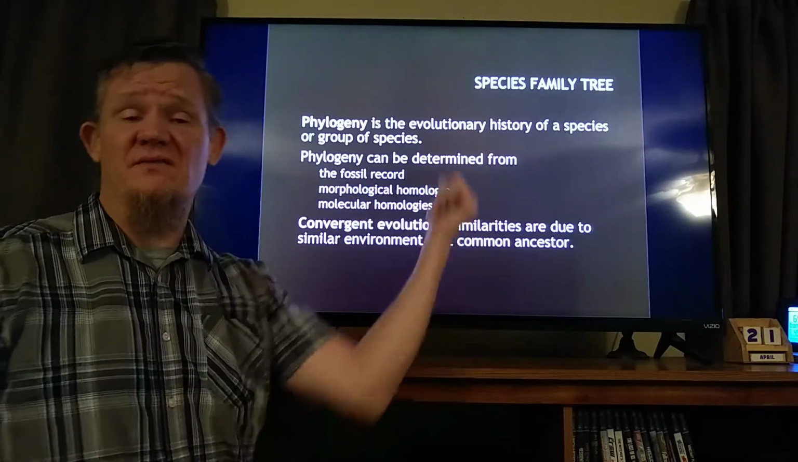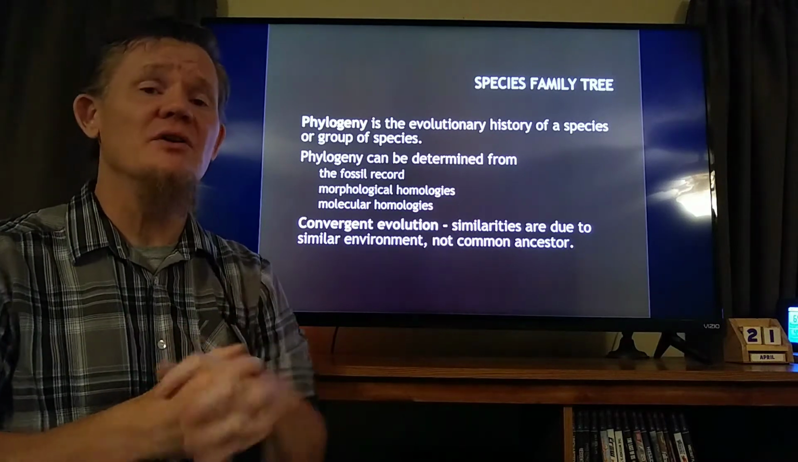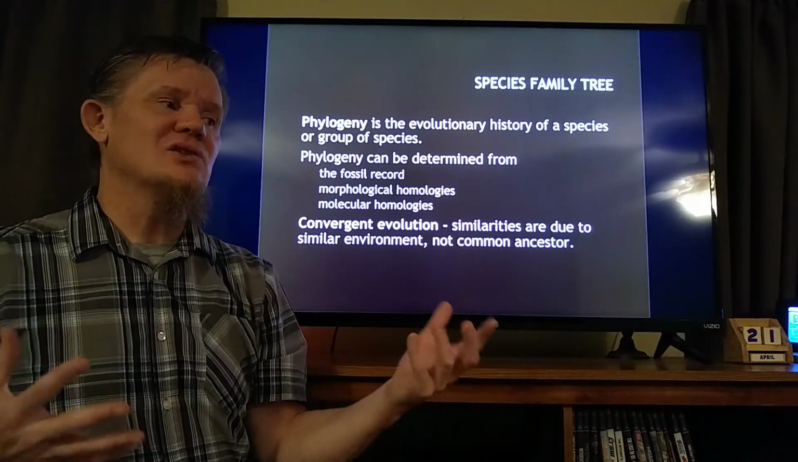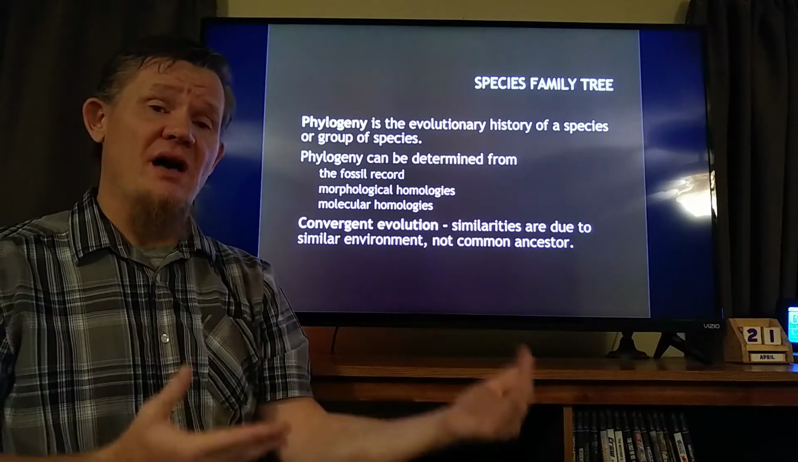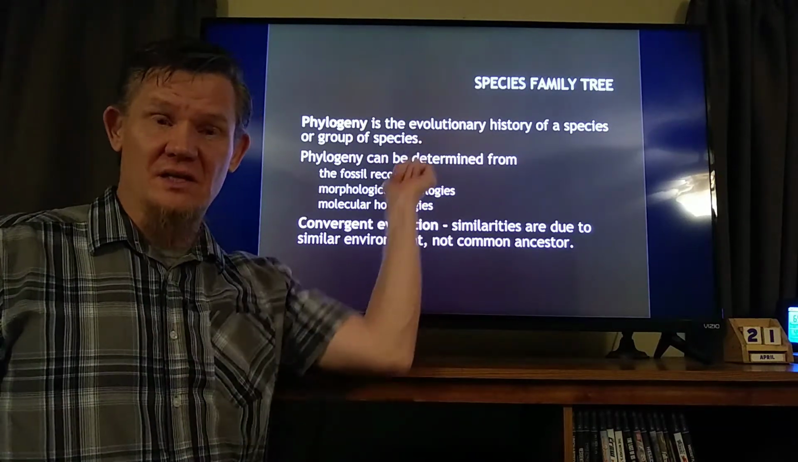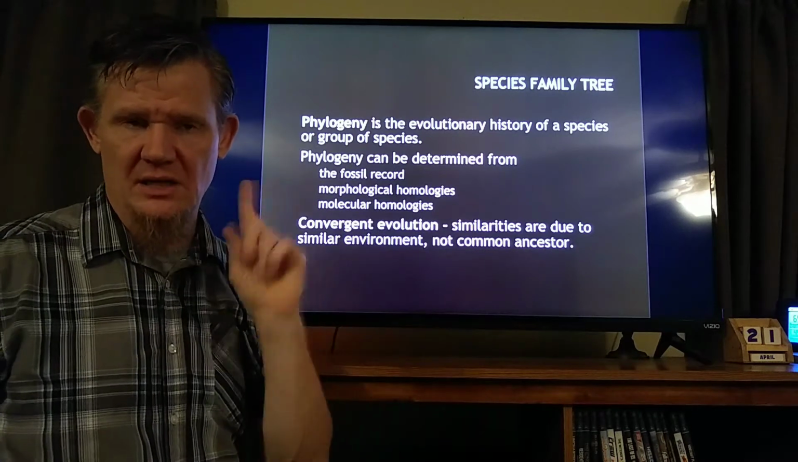And so when we're doing this phylogeny, when we're doing this work of trying to discover who's related to whom, we can't just look at everything at face value. We've got to have other pieces of evidence to put it all together. You have to make sure. You can't just hinge it on one piece of evidence.